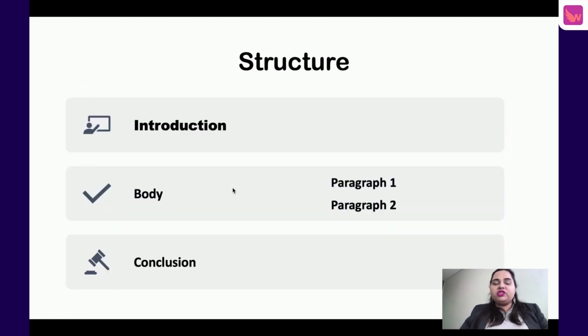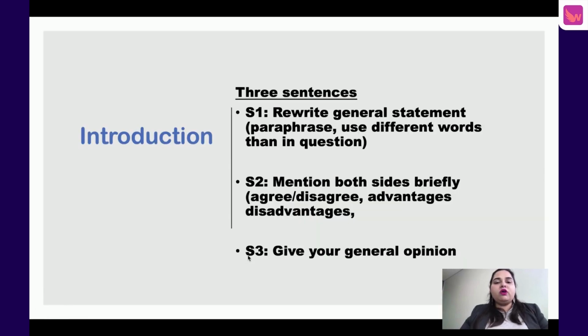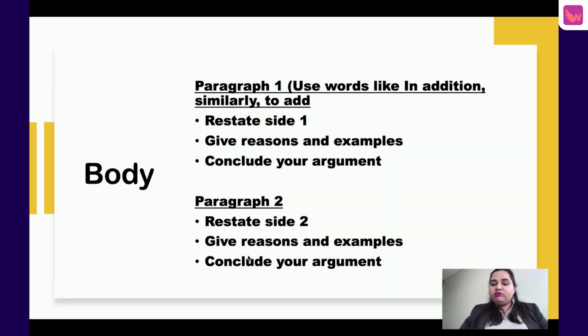Now, how should your structure look for an essay? It should have 4 paragraphs. First will be the introduction, then body paragraph 1, then body paragraph 2, and then a conclusion paragraph. You need to know how many sentences should be there in the introduction. There should be 3 sentences. You have to rewrite the general statement. Basically, you have to paraphrase. You should use different words than in the question. Sentence 2, mention both sides briefly, like whether you agree or disagree or advantages, disadvantages. In the third sentence, you will give your opinion or general opinion.